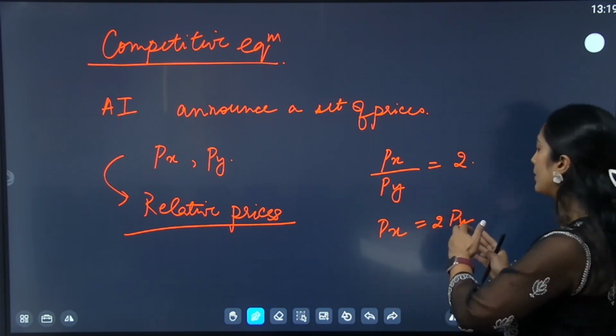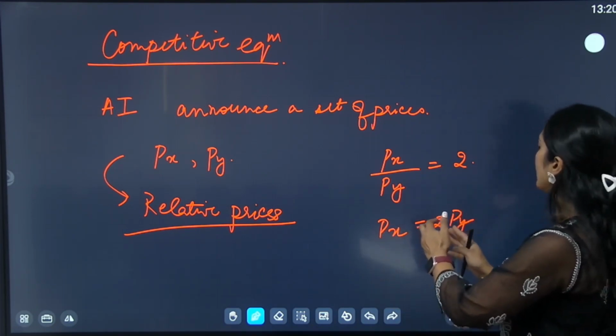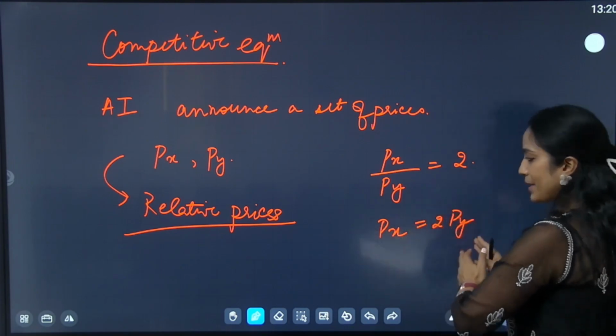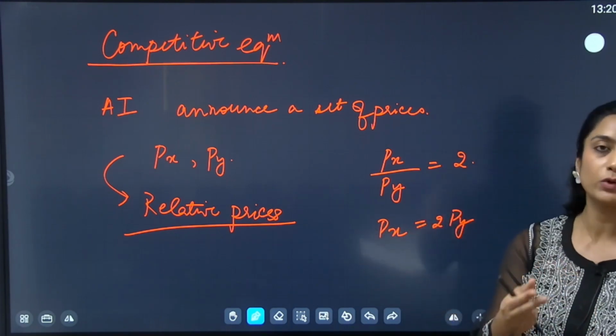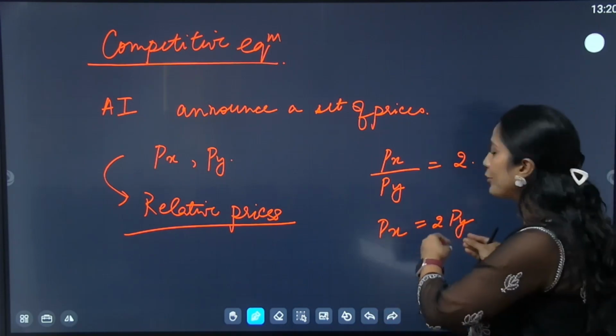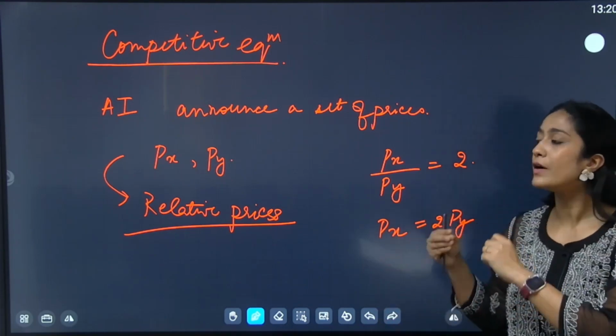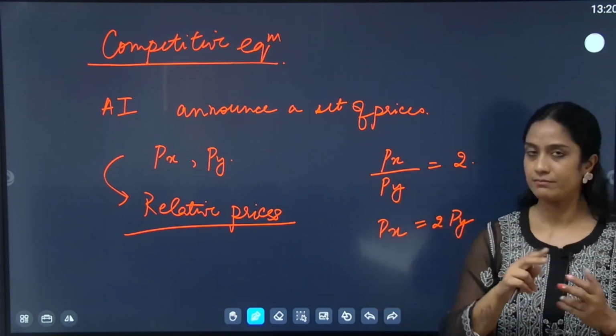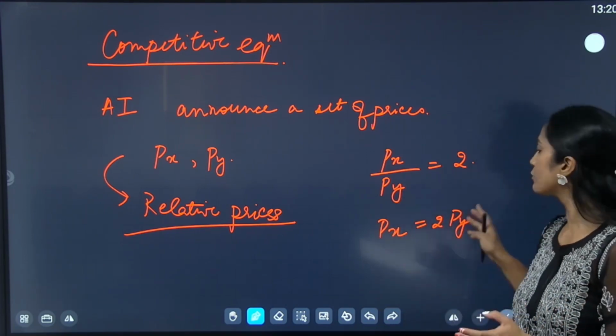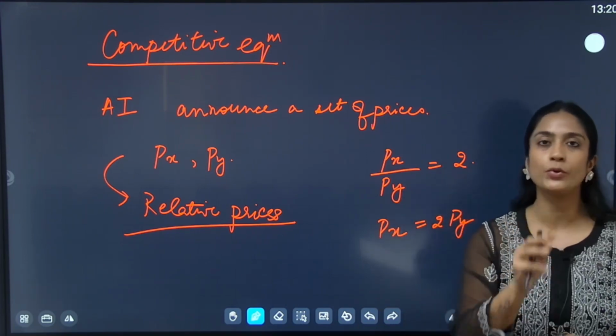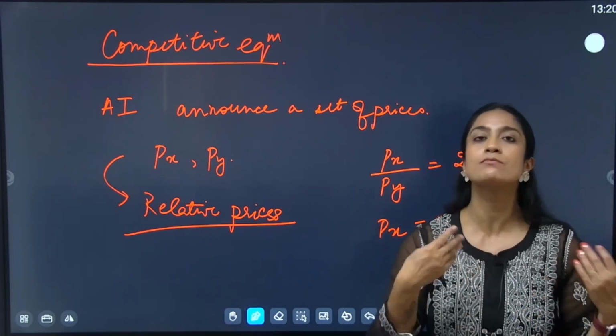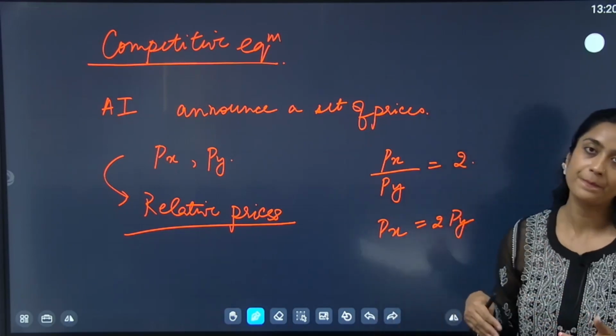So if the price of X is twice the price of Y, that means X is more valuable than Y. So 1 unit of Y is worth half unit of X. I spoke the other way around. So 1 unit of Y is worth half unit of X, which means that X is more valuable in this economy than Y. All right.